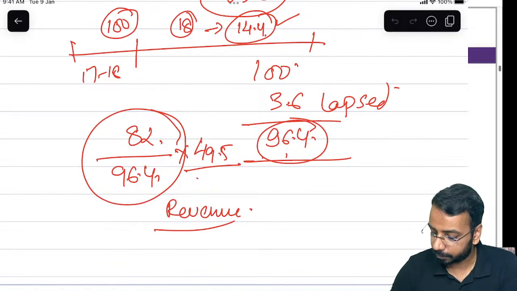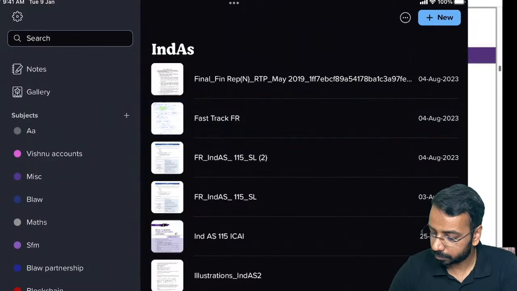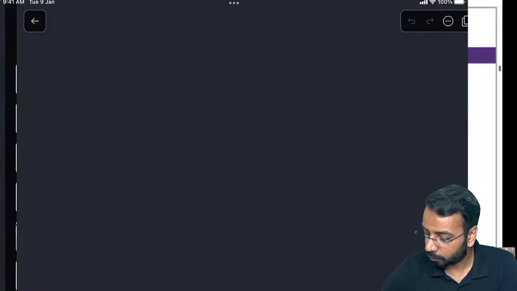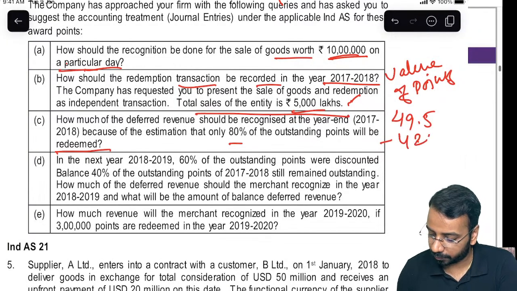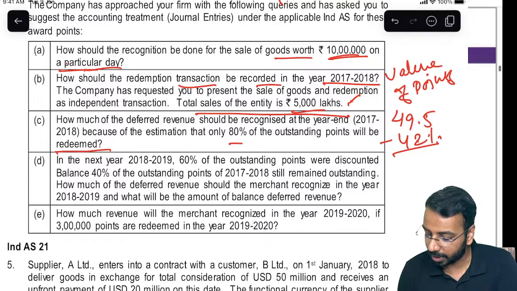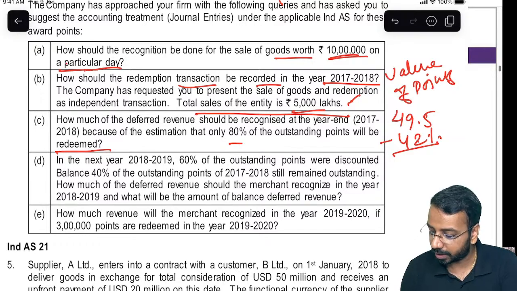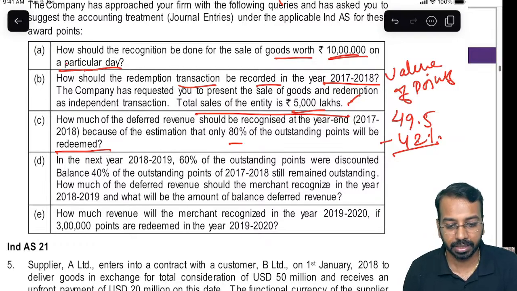42.1 balance part should be deferred. In the next year 18-19, 60% of the outstanding points were redeemed and balance of 40% of the outstanding points still remain unredeemed. How much of the deferred revenue should the merchant recognize in year T?